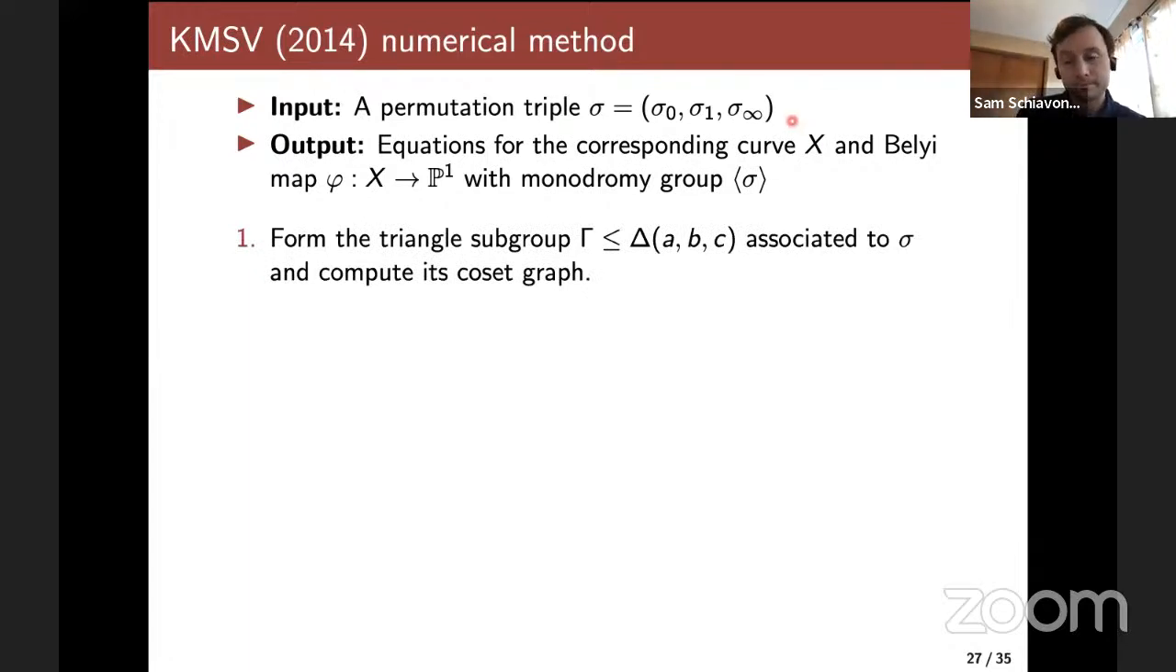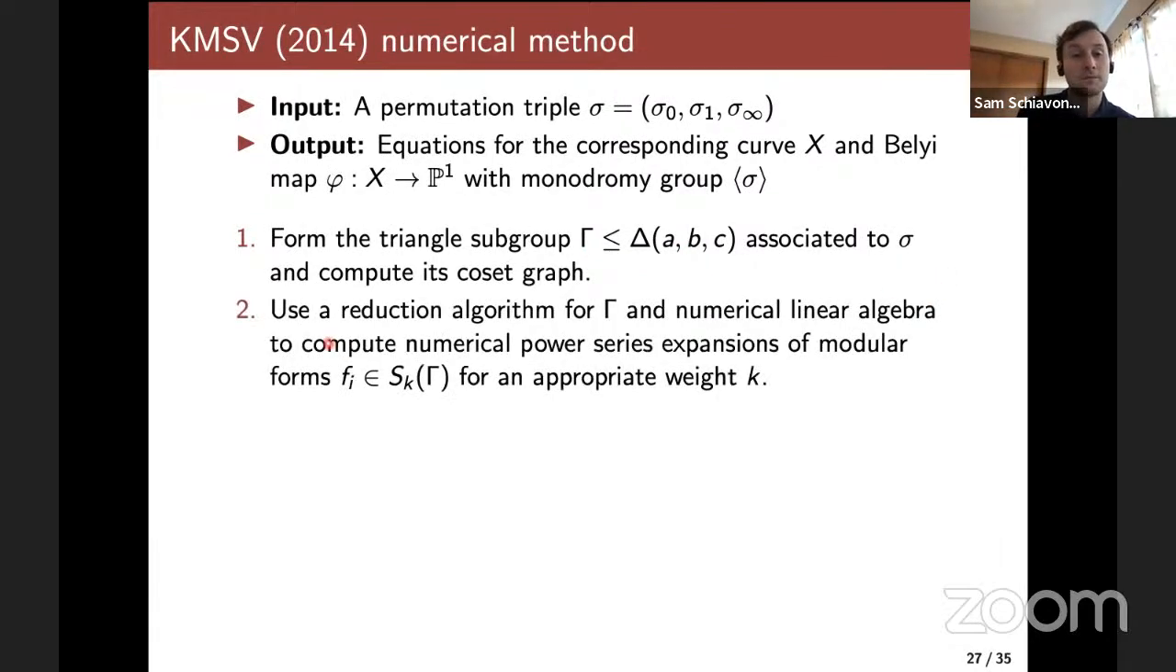As we discussed in our big bijective picture, given a permutation triple sigma, we can form the associated triangle subgroup gamma, and we can compute what's called the coset graph. Basically, you look at the cosets of gamma inside delta and look at the action of delta on these. So you can say, I can get from this coset to that coset by applying delta A or delta B, etc. This gives us a graph whose vertices are the cosets of delta mod gamma and whose edges are labeled by either delta A or delta B or their inverses.